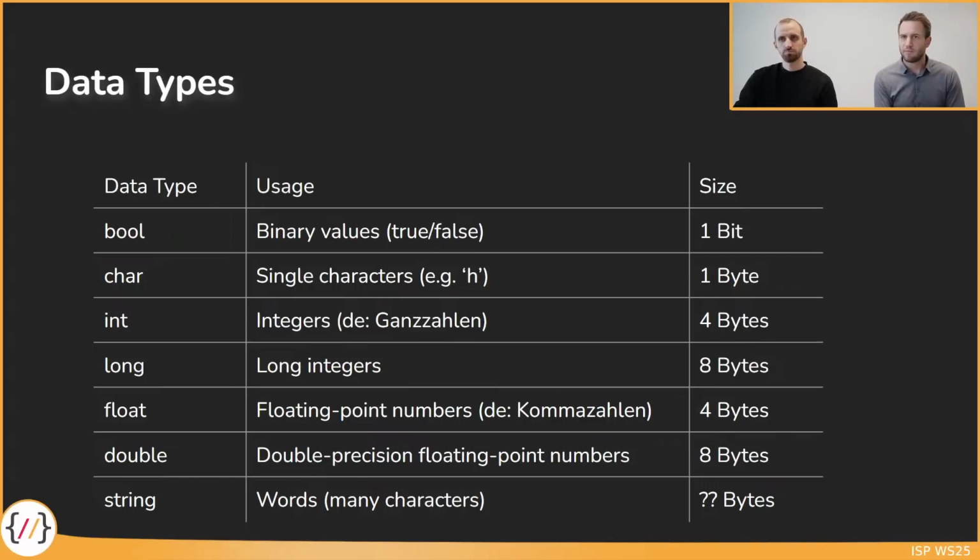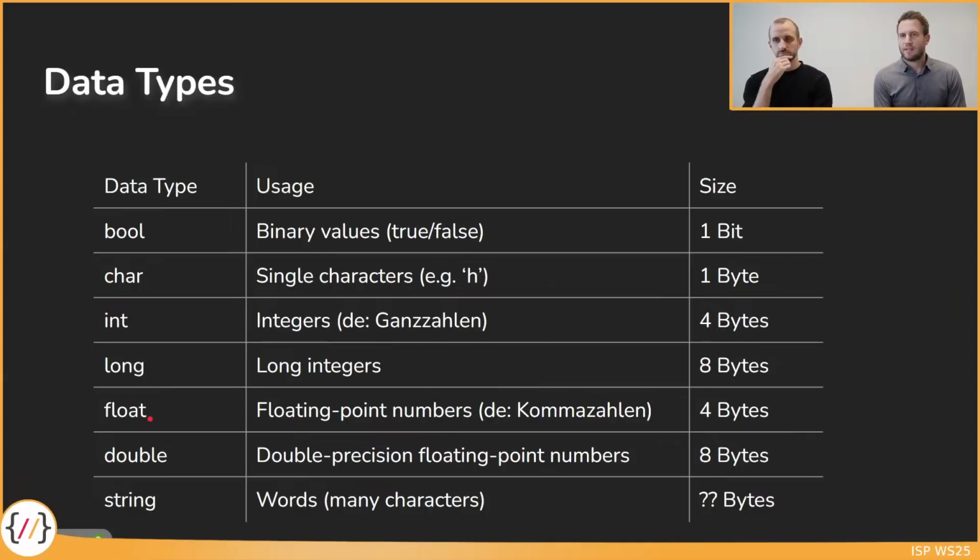The next data type is long, which means long integers. We have double the amount of bytes available here. As you can see, we have 8 bytes available for long integers. So we use variables with the type long if we want to store very, very large numbers.